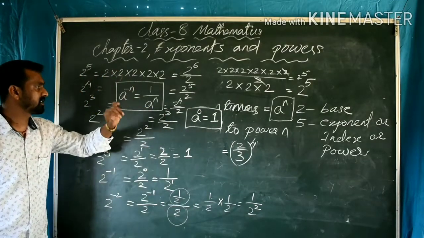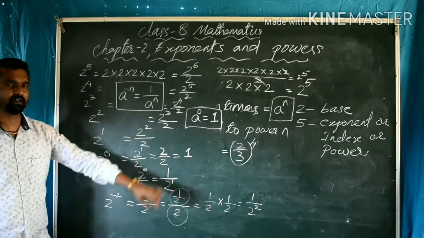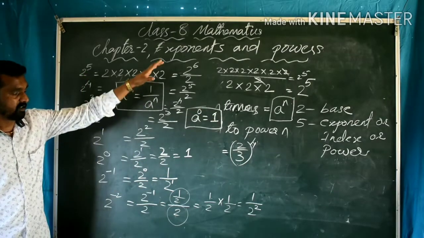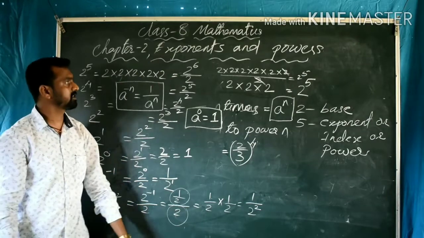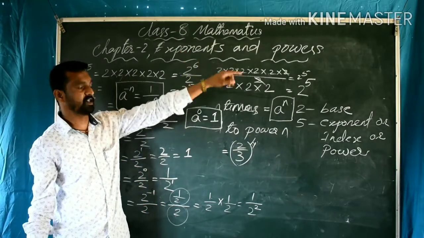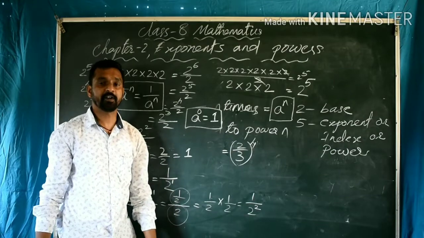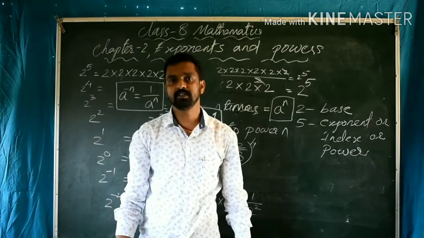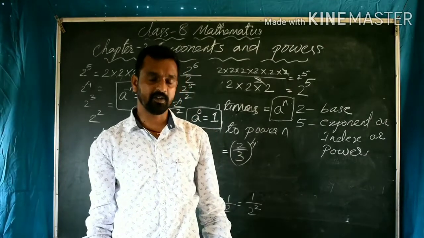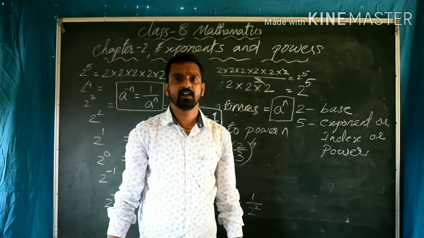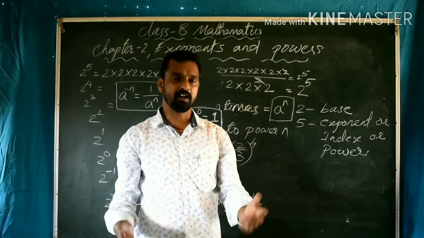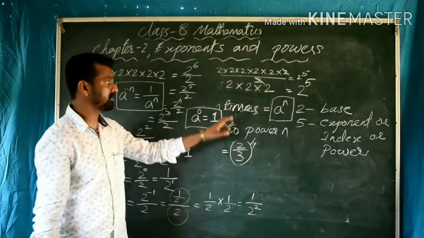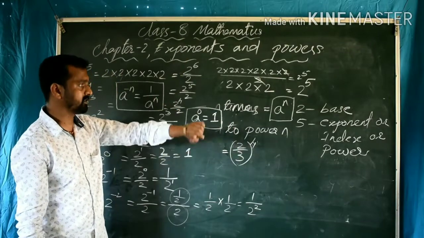A raised to minus n is equal to 1 by a raised to n, and a raised to 0 is equal to 1. So let's revise once more what things we have studied. Exponents and powers. Exponents are the mathematical notation that we use to express how many times a number is multiplied by itself. That is called exponents and powers.